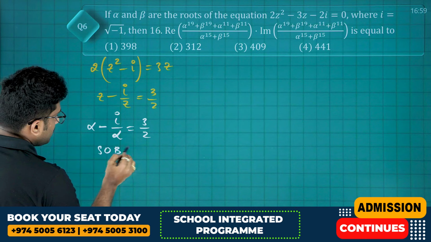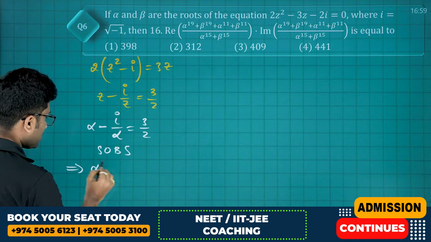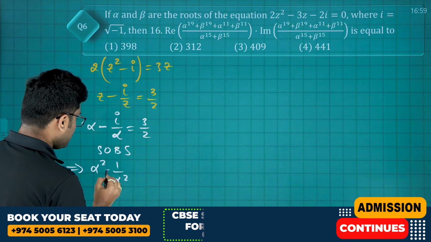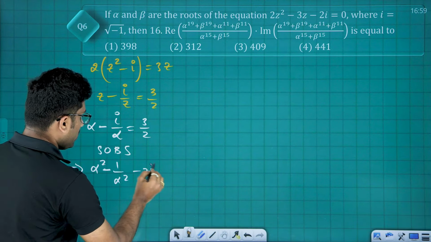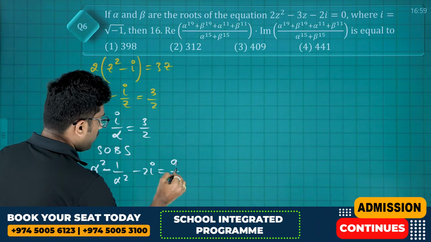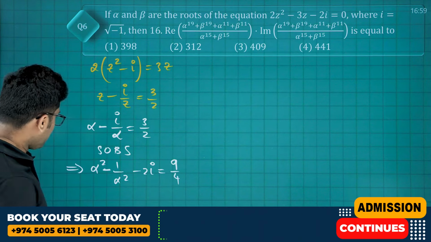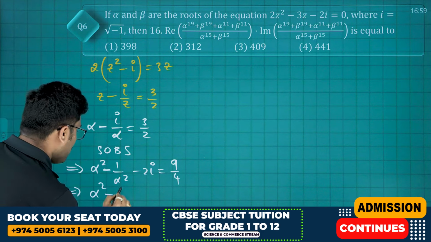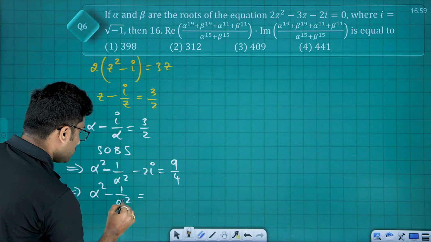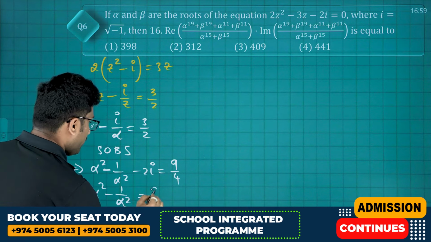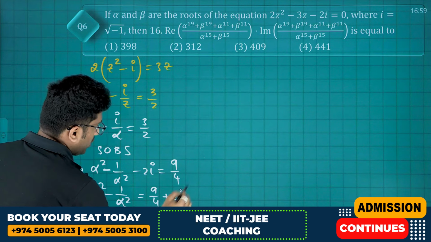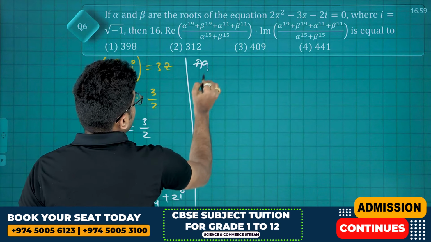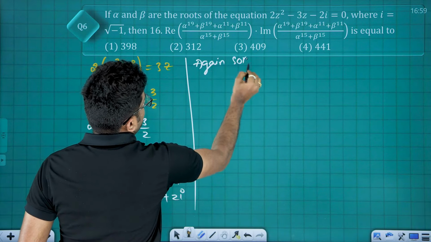Squaring on both sides: alpha squared, i by alpha whole squared is minus 1 by alpha squared, minus 2i is equal to 9 by 4. So we have got alpha squared minus 1 by alpha squared is equal to 9 by 4 plus 2i. Okay. Now again squaring on both sides.